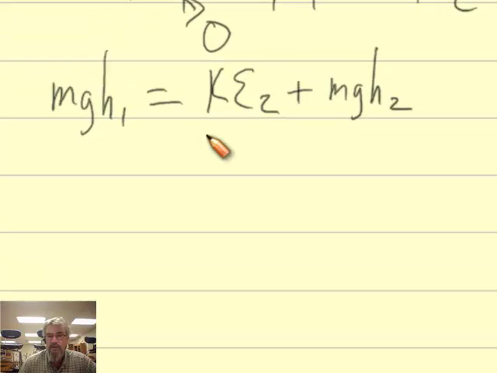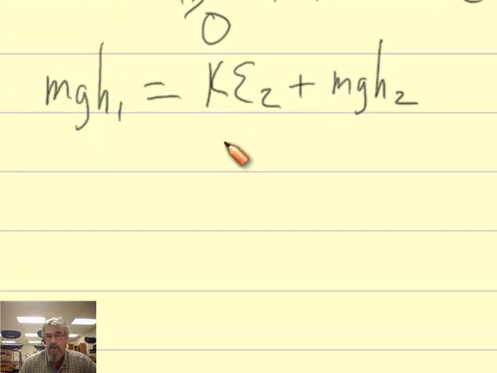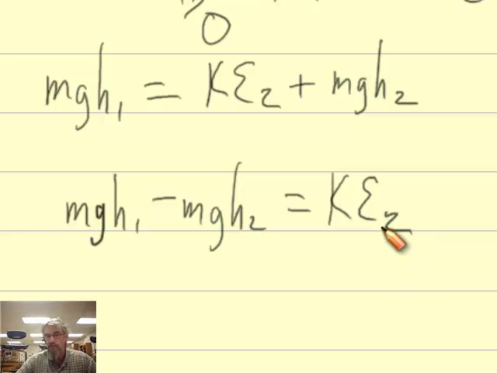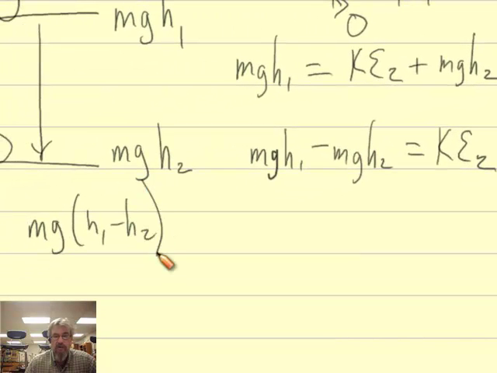And what we're trying to do is find out KE2. We're trying to figure out how much energy is stored in the motion of this object. So let's just isolate that by taking mgh1 and subtracting mgh2. We'll do that to the other side of the equation as well, which will just leave us with KE2. So that's the energy that's stored in the motion of the object at position number 2. By removing the mg from this equation, we get mg(h1 minus h2) is equal to KE2.